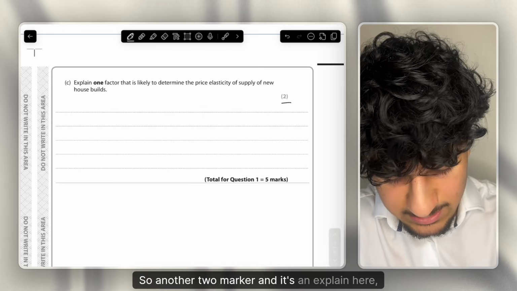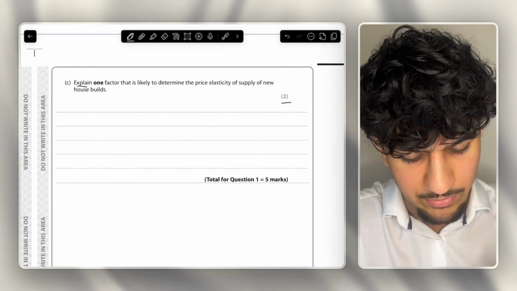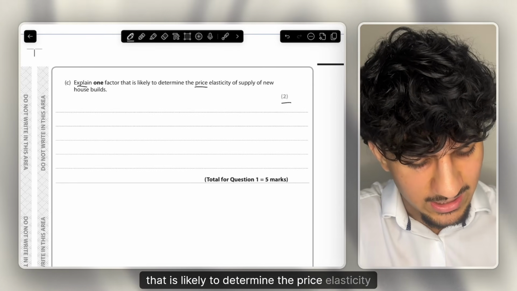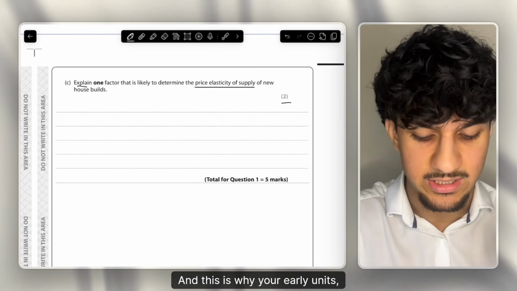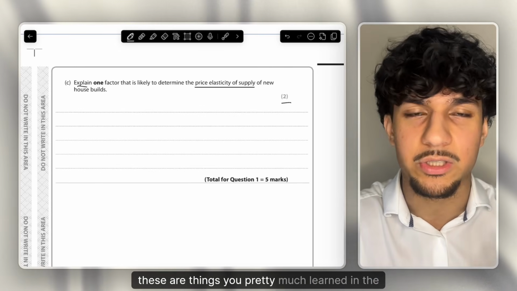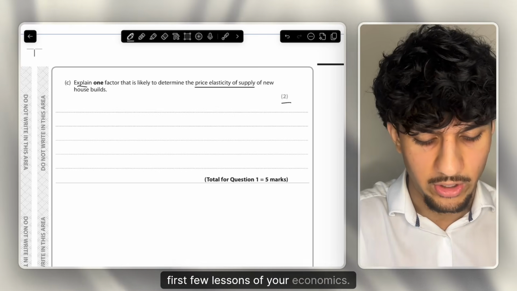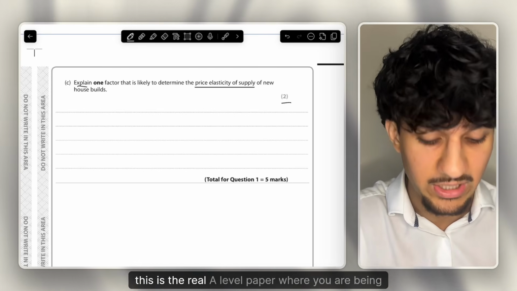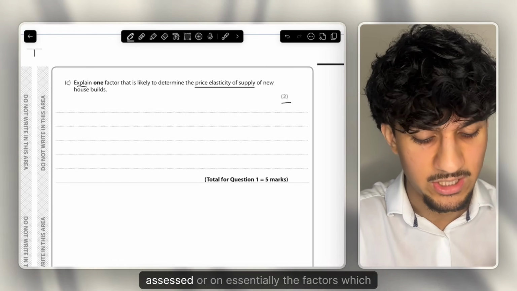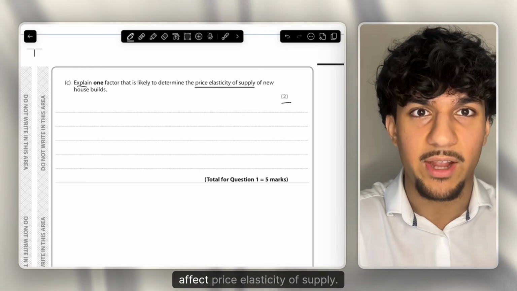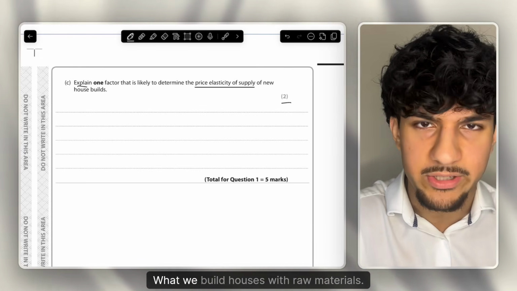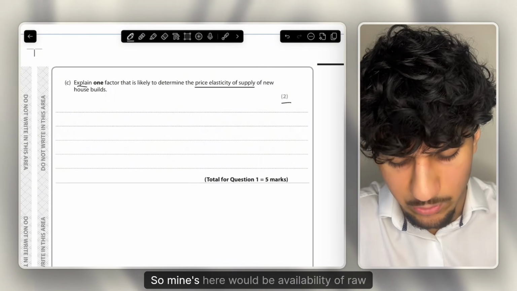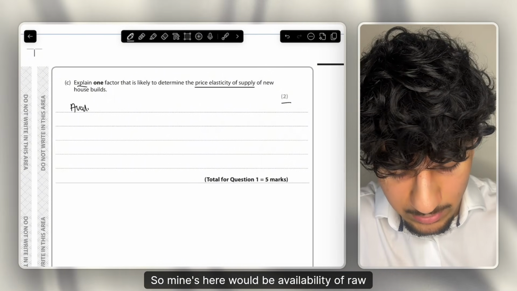So another 2-marker, and it's an explain here. Explain one factor that is likely to determine the price elasticity of supply of new house builds. And this is why your early units, these are things you pretty much learn in the first few lessons of your economics. But here, this is the real A-level paper where you are being assessed on essentially the factors which affect price elasticity of supply. So of course, if you think about new house builds, what do we build houses with? Raw materials. So my answer here would be availability of raw materials.